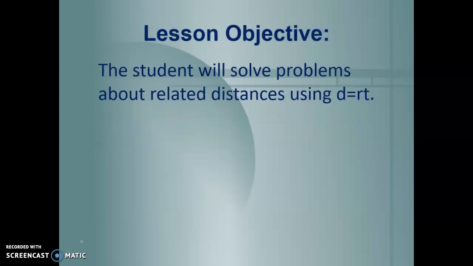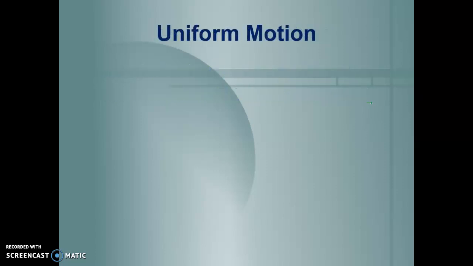Our lesson objective for today is that you, the student, will solve problems about related distances using this formula, D equals RT. This is a really important formula in math. You will see it a lot, over and over. So it's really important that we master it here in this unit.